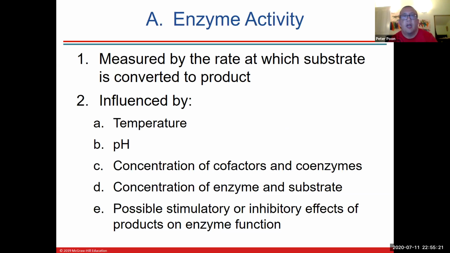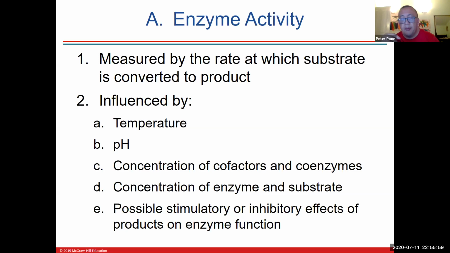Enzyme activity is measured by the rate at which the substrate is converted to products. It's influenced by temperature. At first, when you increase the temperature, the enzyme functions faster because the molecules are moving faster, so the substrate runs into the enzyme more quickly. But as you increase further, eventually the enzyme will denature, and then there's no active site. If there's no active site, you have no function.